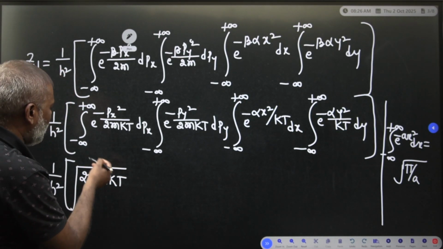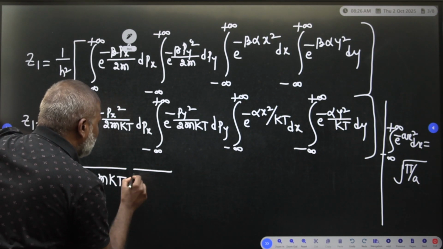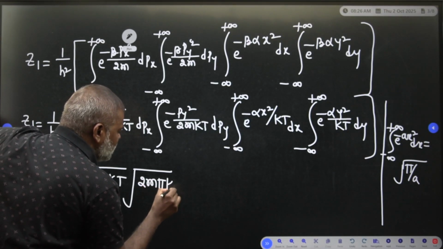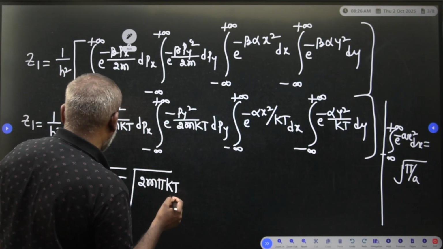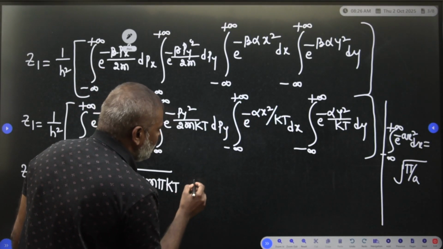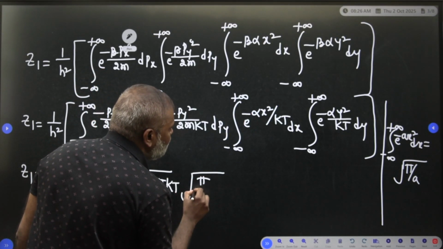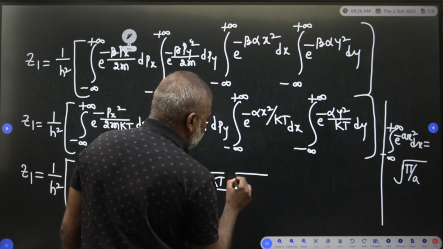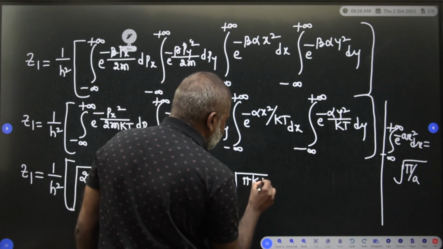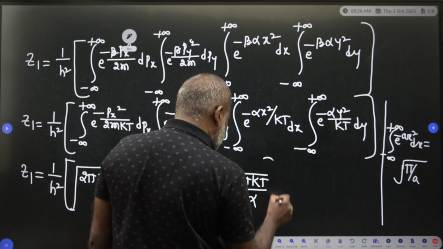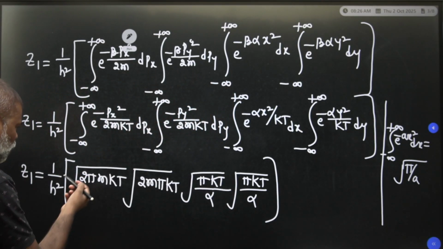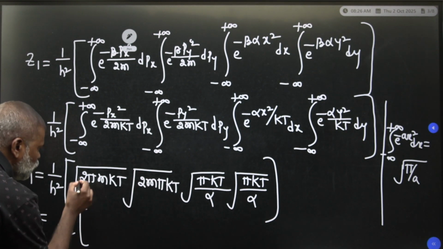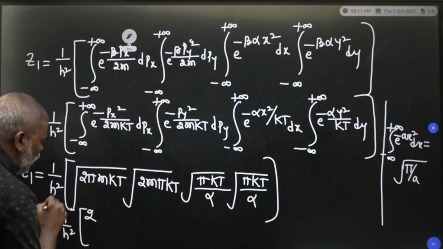Divided by pi by alpha, that is also 2 pi m kT. So 2 pi m kT you have to write, this one also you are going to take. Now, this one you have to write, it is pi kT divided by alpha. So this one also pi kT divided by alpha, bracket close. You know that it is 1 by h square into, 2 into root 2 into 2 you are going to get.